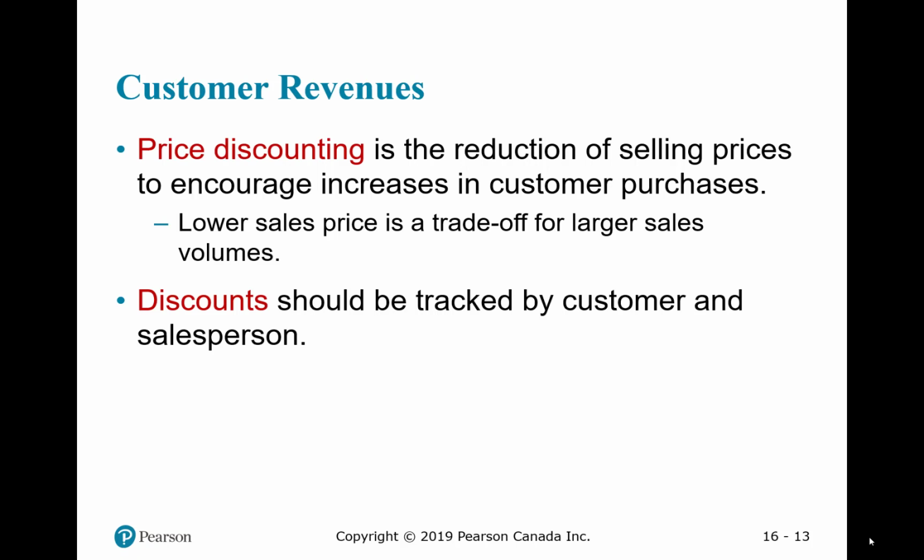The book then talks about price discounting, and I think most of us are familiar with getting a discount in a store. It's a reduction of selling price to increase the amount you buy. Typically, you trade the lower sales price for a higher number of sales volume. And again, customers tend to like getting a small discount or a large discount, and in fact will buy from you more often or more frequently when you offer them a discount. We should track discounts by customer and salesperson though, because one of the worries we might have is that a particular salesperson might always be giving a discount, and we really don't want that.